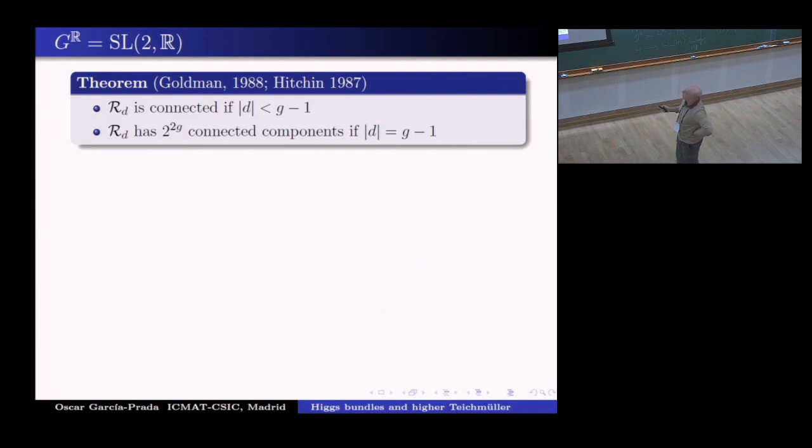Goldman, not using Higgs bundles but some other topological, geometric approach, in fact proved that R_D is connected if the degree is smaller than g minus 1 in absolute value. D positive, D negative, there is a duality.